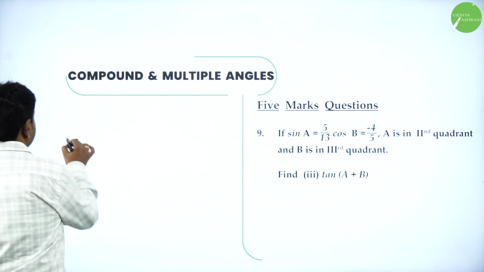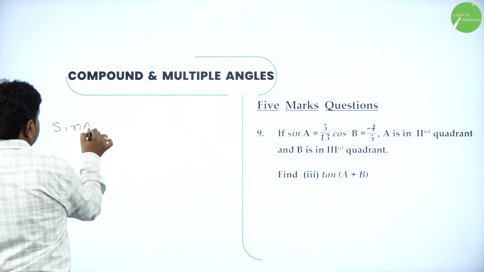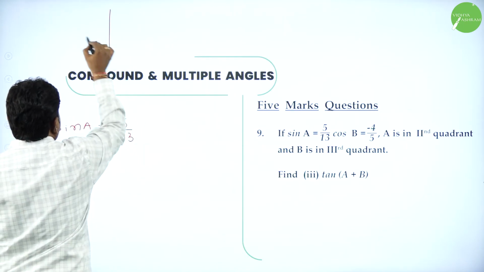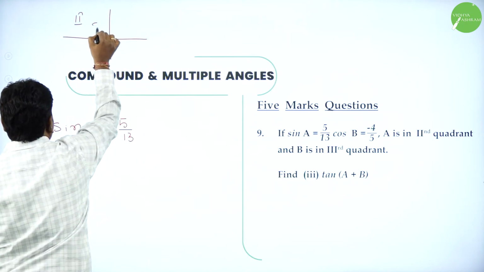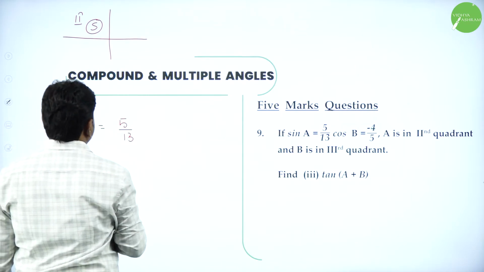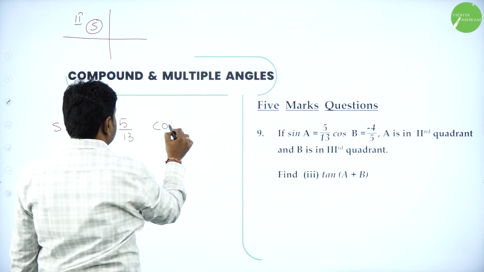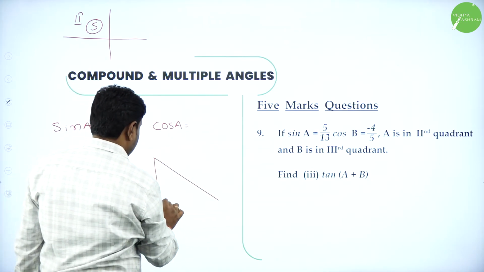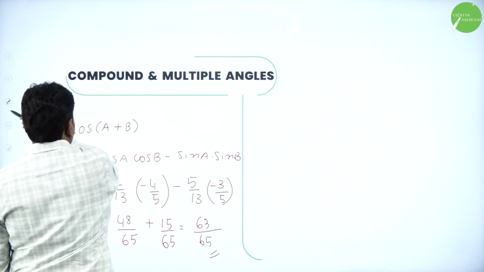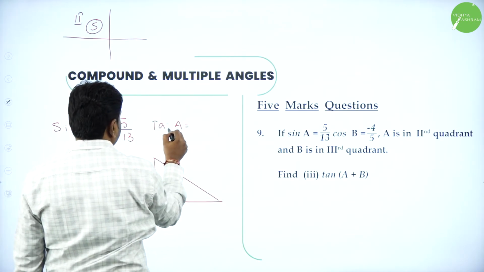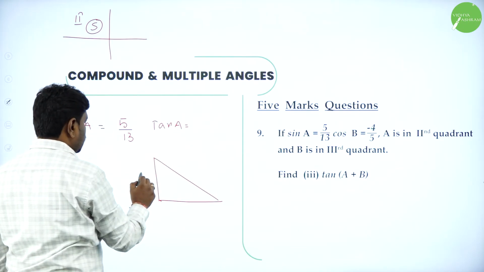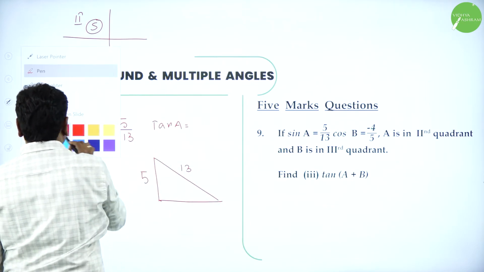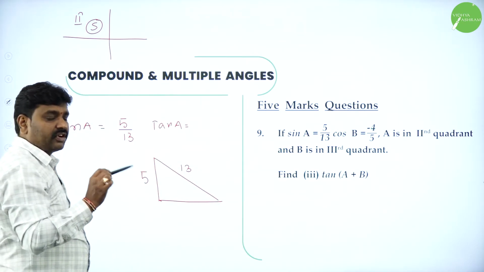Now sine A they gave. What is sine A? Sine A is 5 by 13 and A is in the second quadrant. In the second quadrant, the alphabet is S, so sine is positive. And cos A, by Pythagorean triplet, I told you, we'll construct a triangle. We don't want cos, we directly want tan, so our task is to find tan A. Sine is opposite side divided by hypotenuse. So for the missing number, remember 12, 13, 5 are Pythagorean triplets.